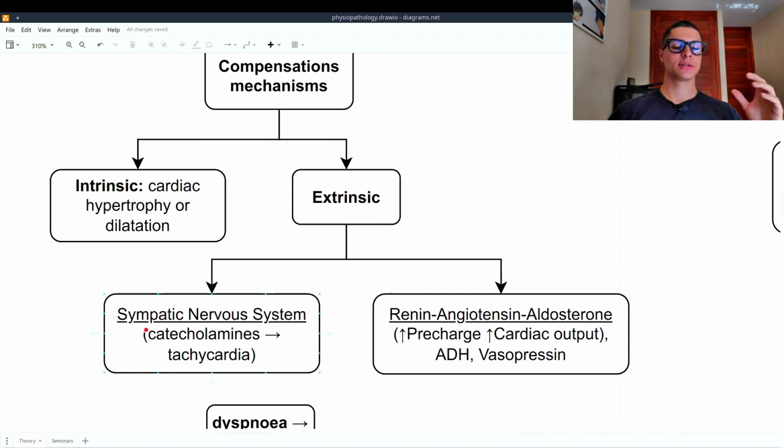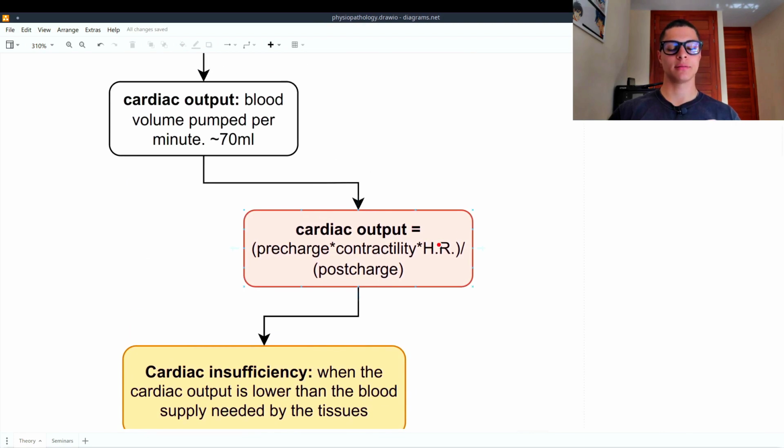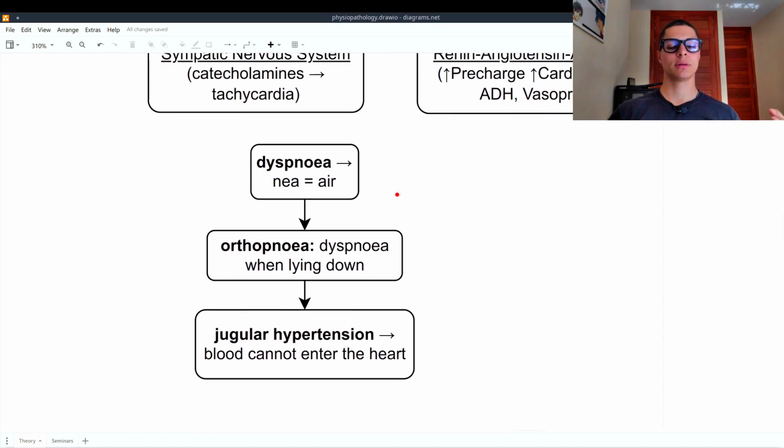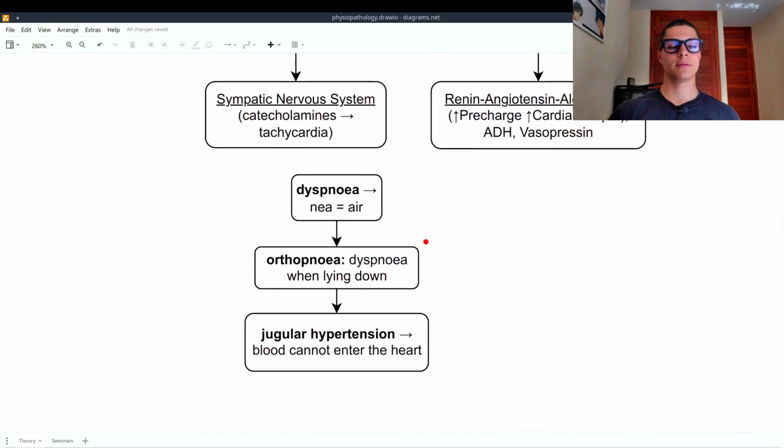Extrinsic mechanisms, sympathetic nervous system, for example, the catecholamines will produce tachycardia, and then tachycardia will affect the heart rate, and also the renin, angiotensin, aldosterone will increase the pre-charge and therefore the cardiac output, as well as the ADH, the antidiuretic hormone, and the vasopressin. Here you have to know that these things, even though they don't seem to be correlated with the cardiac insufficiency, they are relevant because the body is not separated, it is all integrated in one thing.